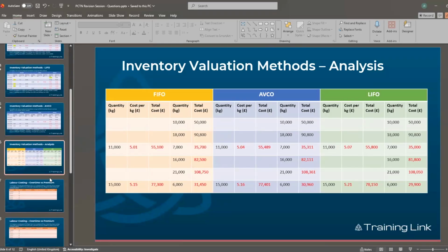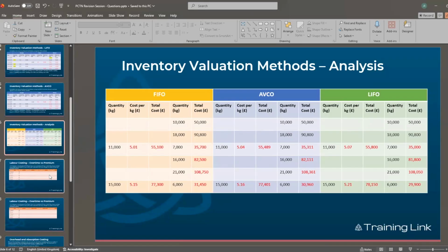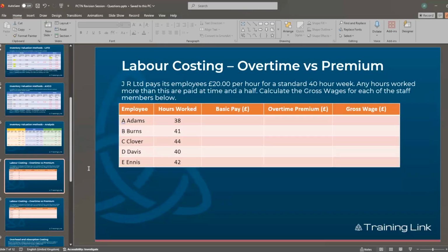So is everyone okay with that? We're going to look at labour costing next, and specifically overtime versus premium. This is definitely one of those that I see very frequently with how we calculate these figures. And sometimes in the questions, you don't really get a clear instruction of which one you're working with. It tends to come with spotting the detail in what's given to you.